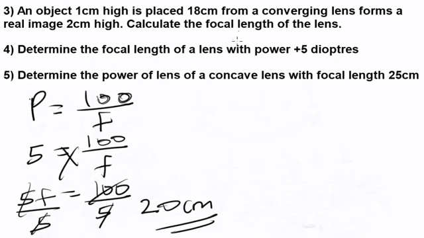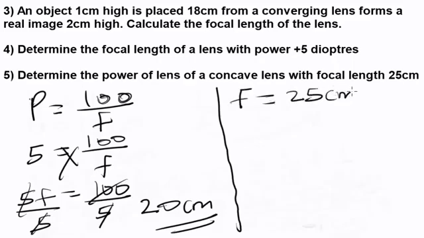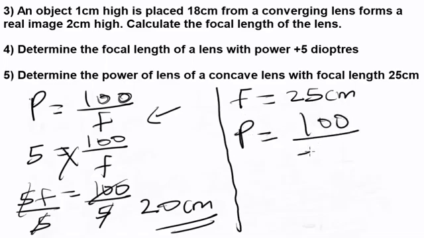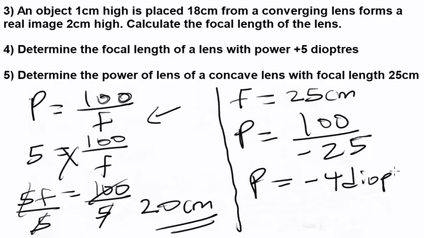And for question 5, let's solve it on this side. Question 5 says determine the power of a concave lens with focal length 25 cm. So we have the focal length to be 25 cm. But remember, this is a concave lens, and a concave lens or a diverging lens usually has a negative focal length. So when you express it in the formula, you're going to have the power P will be 100 over minus 25, because of the nature of the lens, which is a diverging lens or a concave lens. So when you simplify, 100 divided by minus 25 is going to give us minus 4 diopters.